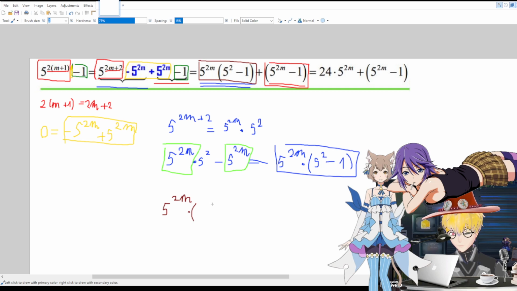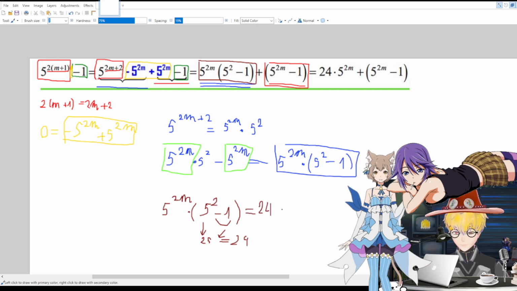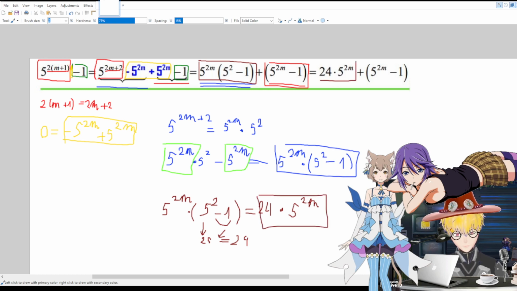times 5 squared minus 1. Now we can see that this is 5 squared, which is 25, and we subtract 1 from it. So the outcome should be 24. So as a result, it should be equal to 24 times 5^(2m), which, how surprising is this part?